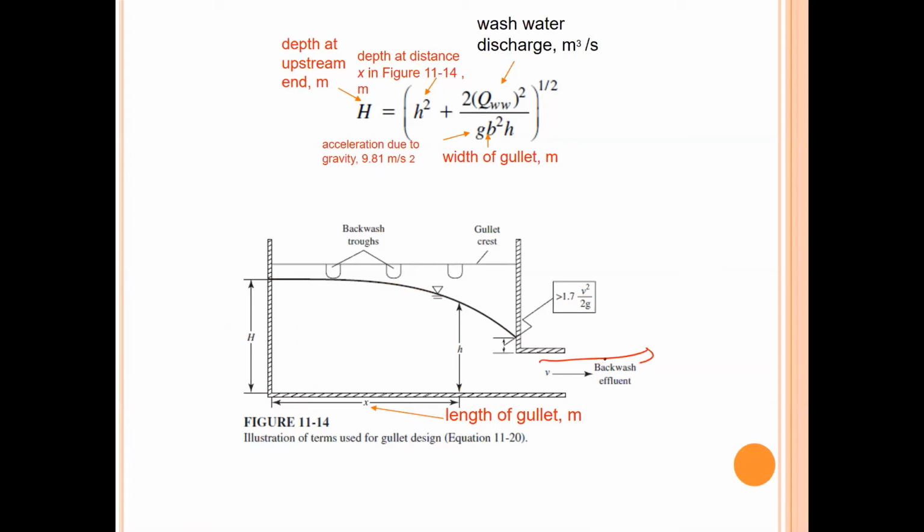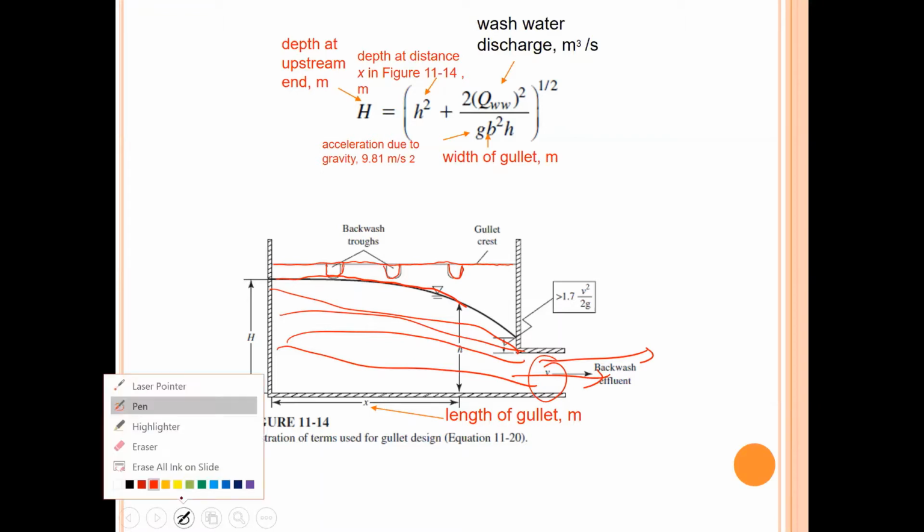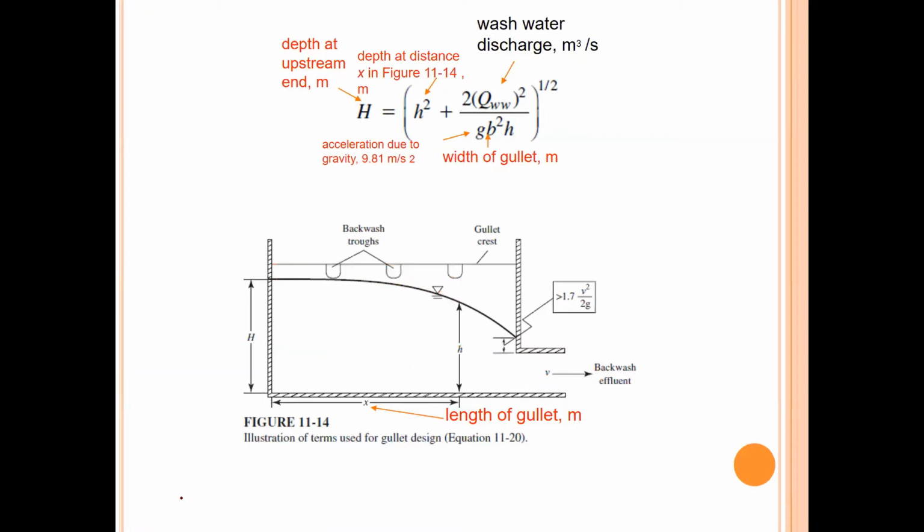And then fresh water will go out. This is the gullet crest, where the filter and backwash troughs are placed. The profile of water will be like this. And then water goes out depending on the velocity profile, it can be like this, like this, like this. It varies. Both capital H and small h will vary. And this profile will vary according to the length of the gullet. This is mentioned here.